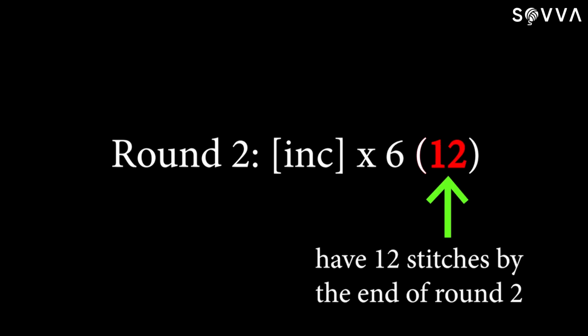Each round is finished with a number inside the parentheses. This number indicates how many stitches you should have by the time you complete this round. So the pattern says, once we put 6 increased stitches and complete round 2, we should end up with 12 stitches.